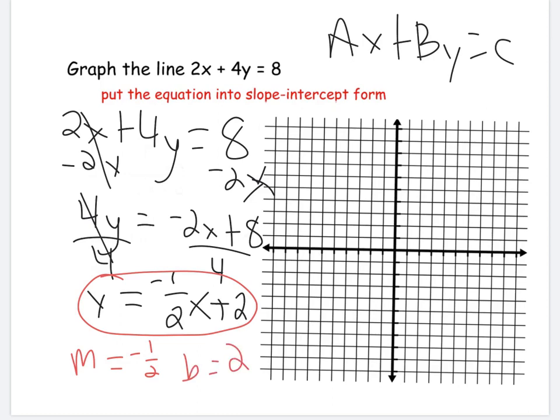So I'd start my graph at 2 on my y-axis, and then my slope is negative 1/2, which means I'm going down 1 and 2 to the right, and I repeat that down 1, 2 to the right several times. And then to get up here on the left, I'm going up 1, 2 to the left, repeating that several times. And then I should be able to connect it with a straight line.